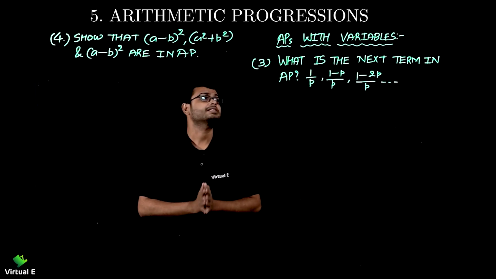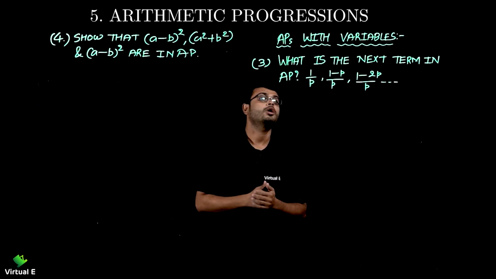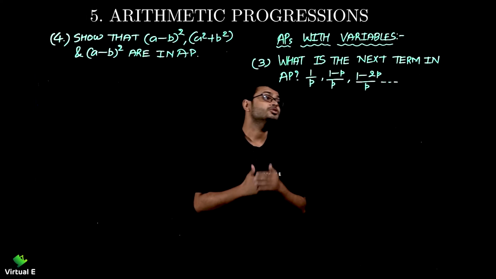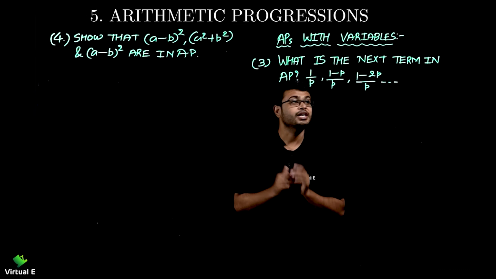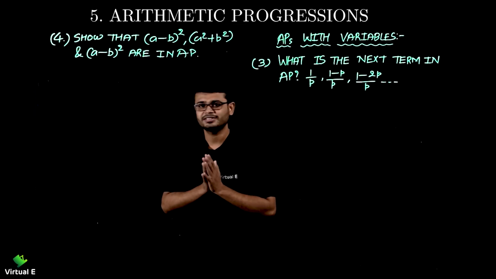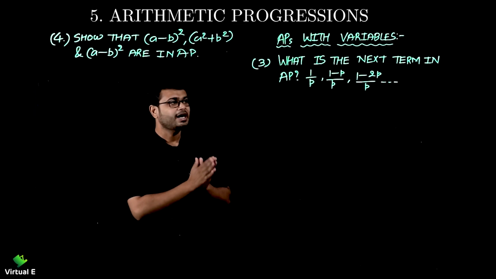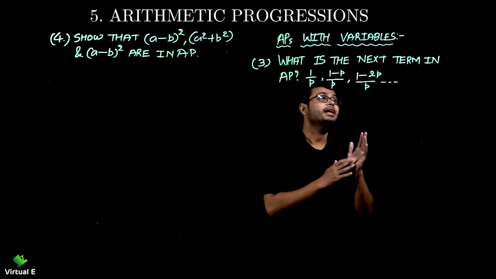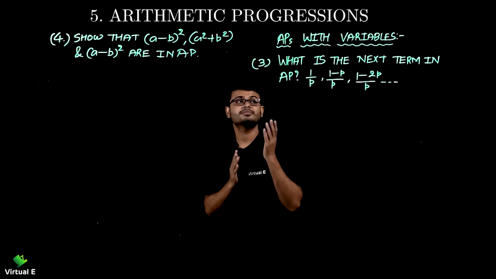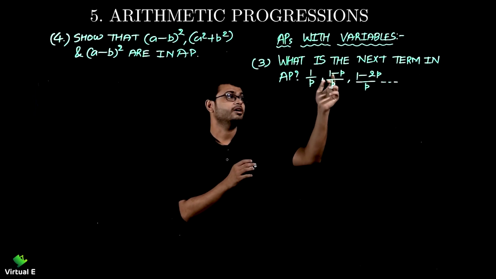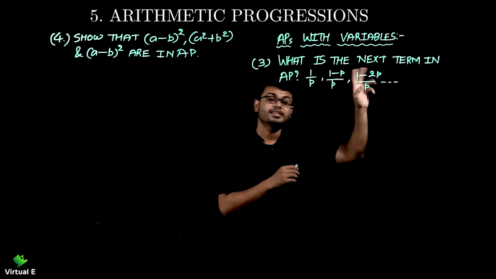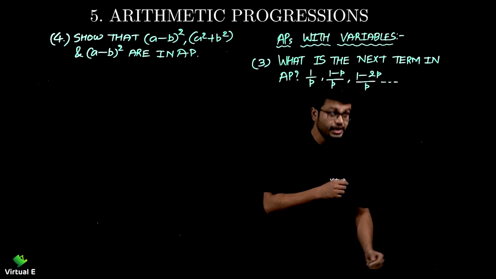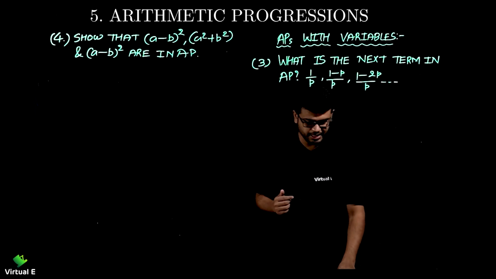What is the next term in AP? 1 over p, 1 minus p over p, 1 minus 2p over p. So can you guess the answer? What could be the answer? Okay, so what could be the next term? It's so simple. First you subtract 1p, then you subtract 2p, then you subtract 3p. So the answer should be 1 minus 3p over p.